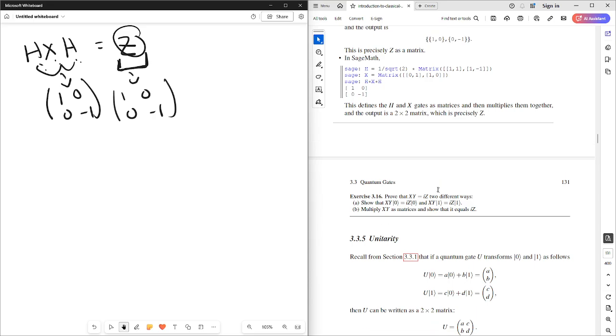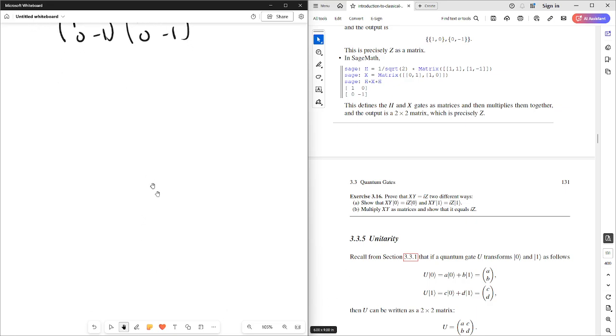All right, let's do 3.16. Kind of a similar example, looking at an identity. We want to prove that XY equals imaginary I times Z. Essentially, these have the same impacts, so we'll show this.